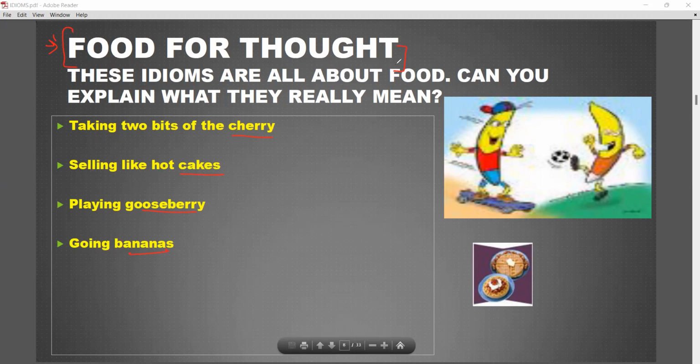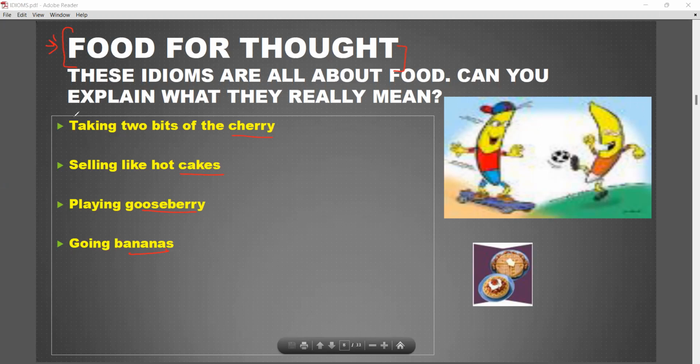Food for thought is something that warrants serious consideration. So let's say when I say that his study certainly provides food for thought, or the research of the scientist provides food for thought. Food for thought is something that warrants your serious consideration and focus. Now let's see idioms which are all about food.